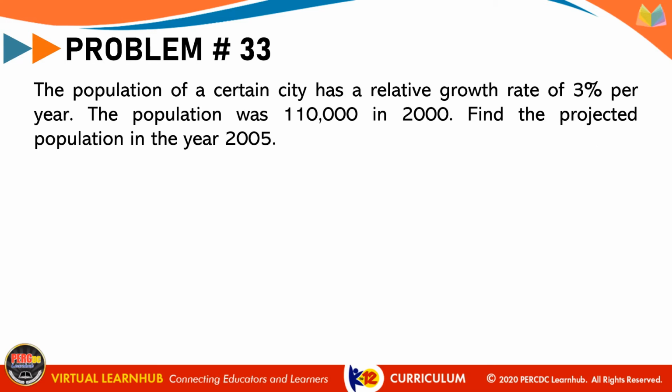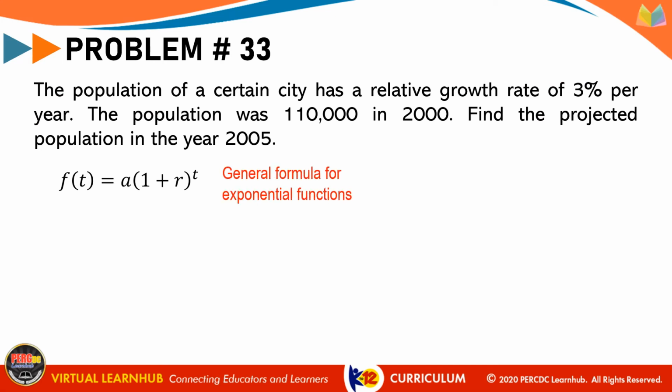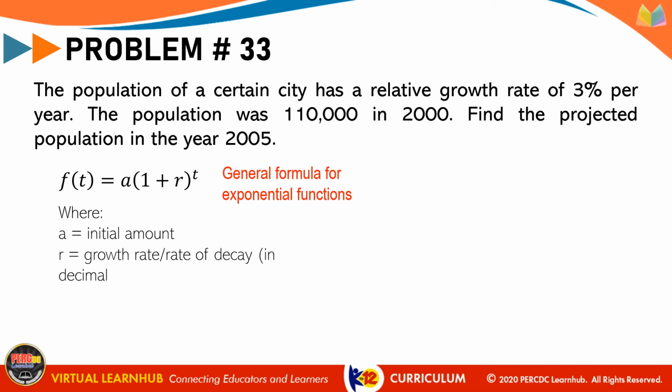Problem number 33. The population of a certain city has a relative growth rate of 3% per year. The population was 110,000 in 2000. Find the projected population in the year 2005. So again, since there is no given function in the problem, we will use our general formula f of t equals a times 1 plus r raised to t. This is, again, our general formula for exponential functions, where a is the initial amount, and r is the growth rate or rate of decay in decimal, and t is the number of time intervals.